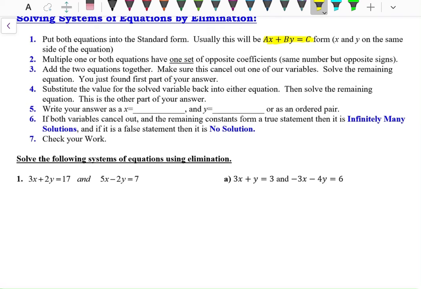If both variables cancel out, then the remaining constants form a true statement, and it is infinitely many solutions. And if it is false, then it's no solution, and we need to check our work.